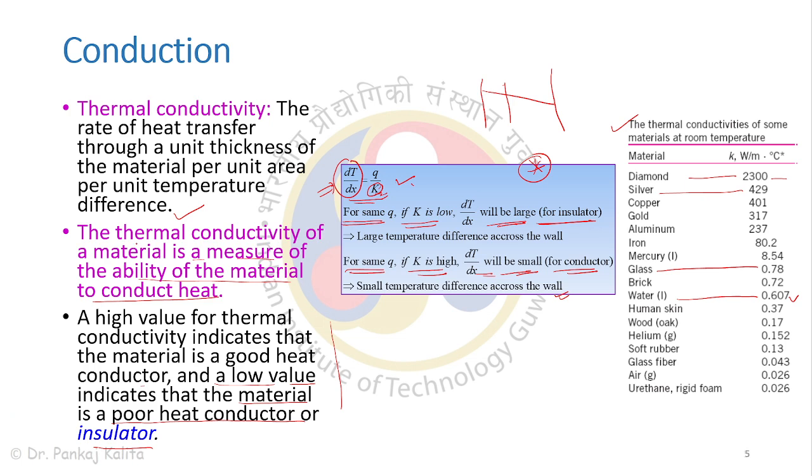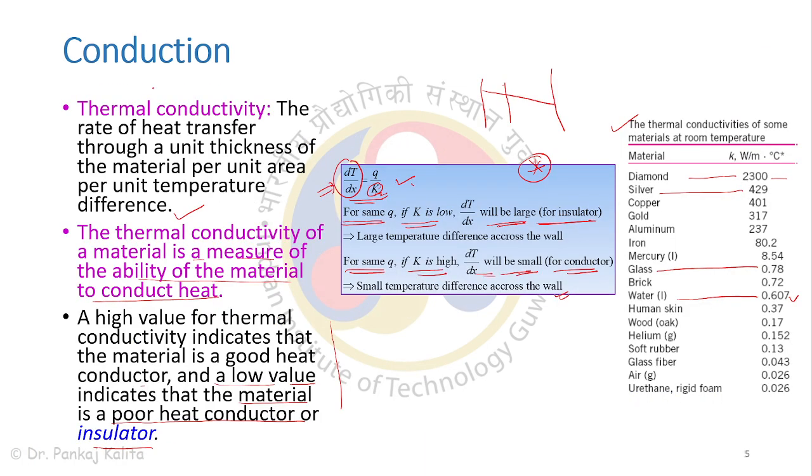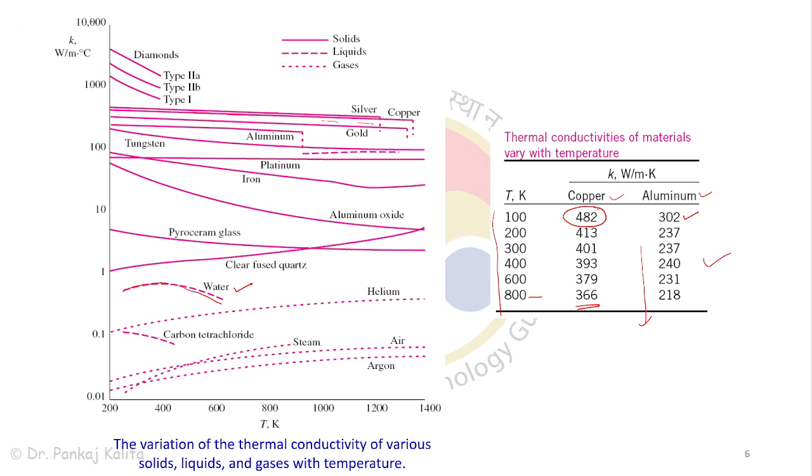Now in conduction, this k factor is your thermal conductivity. For conduction, this is a material property. It depends on the material, and the higher this k value, the better the heat conduction within that material. So the better the material, the better it is for heat conduction, and the lower the value of k, the more it will be like a heat insulator. Now this is the curve for all the different materials, and note that this thermal conductivity coefficient is dependent on temperature also. So as the temperature changes, this value will also change.